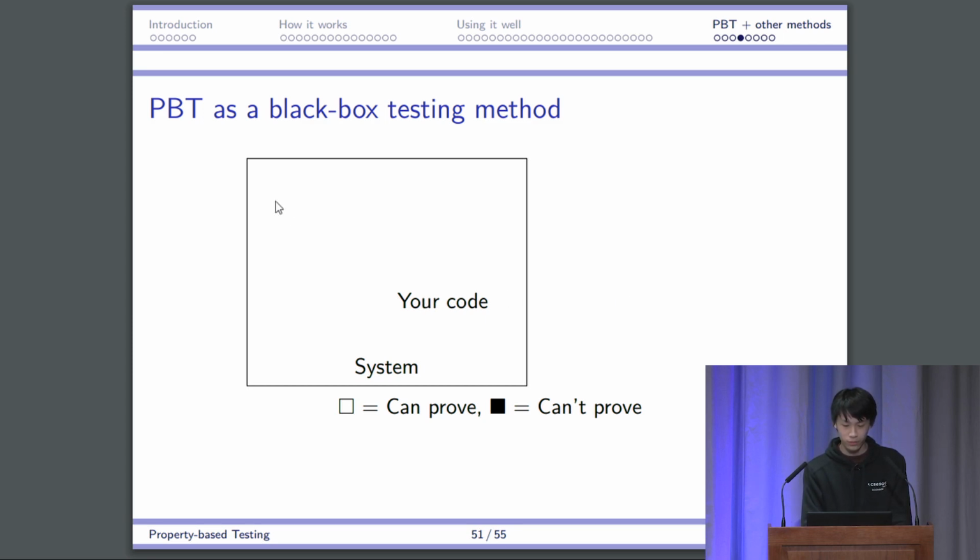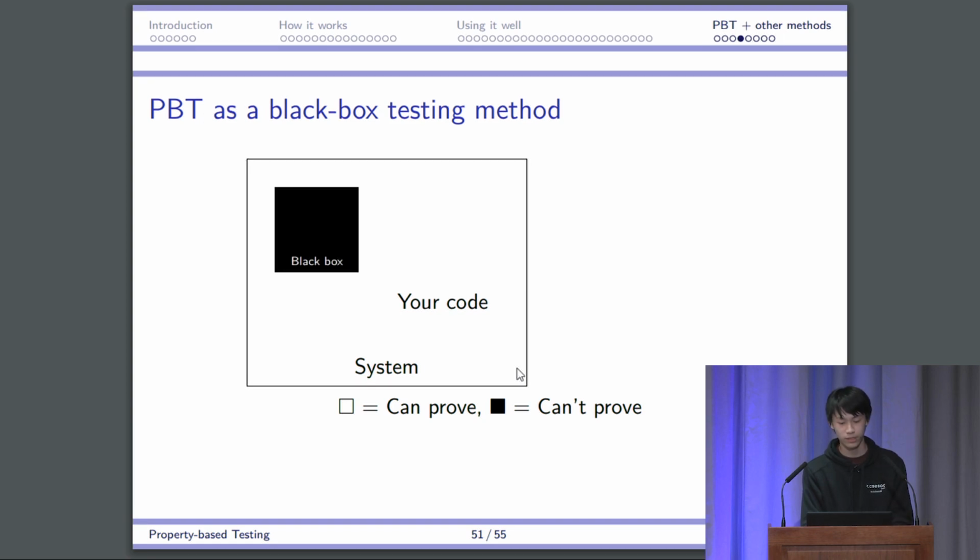Suppose that this was your system, and all of the system was your code. Then, in an ideal world, you could probably use formal verification to completely prove that your code in your system works as intended, which is good, happily ever after. However, most systems in real life aren't like this.